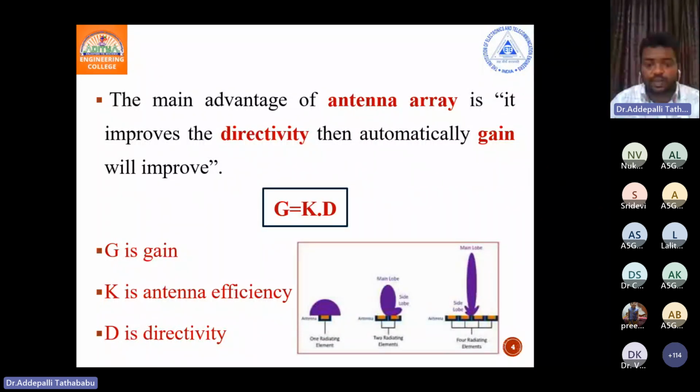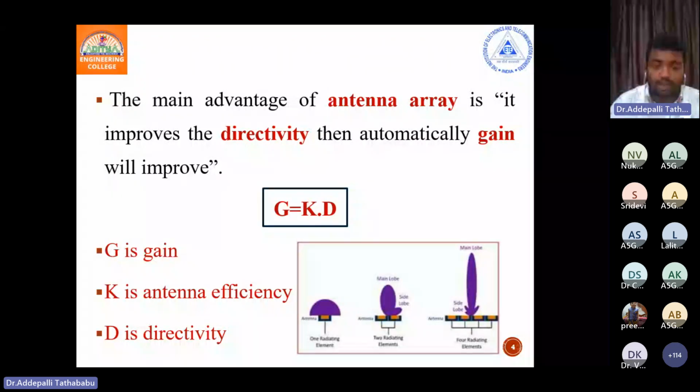It is a hypothetical antenna. It produces electromagnetic waves equally in all directions, just like a cork ball. If you see the cork ball, it is round in shape. If you place one antenna inside the cork ball, it produces equal radiation in all directions.